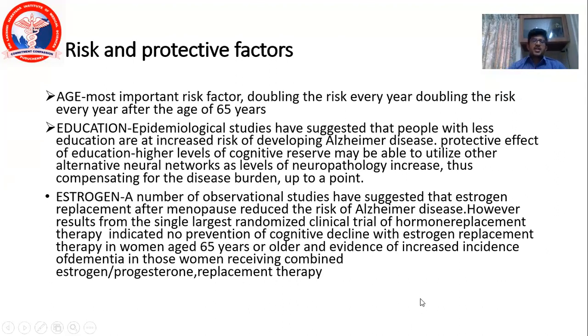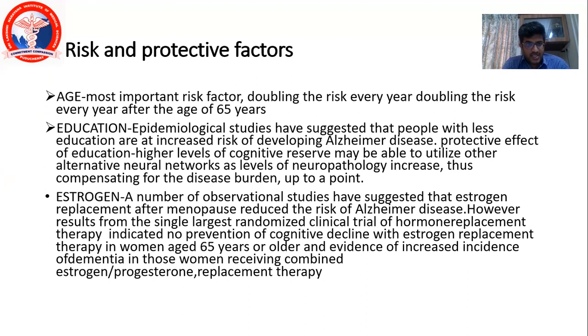Risk and protective factors. As we all know, age is the most important risk factor. The risk doubles with every few years. As I had mentioned earlier, post 65 years old, the risk is doubled. The most consistently found risk factors are age and education. Education, as we all know, Alzheimer's disease is more commonly seen in patients with less education.